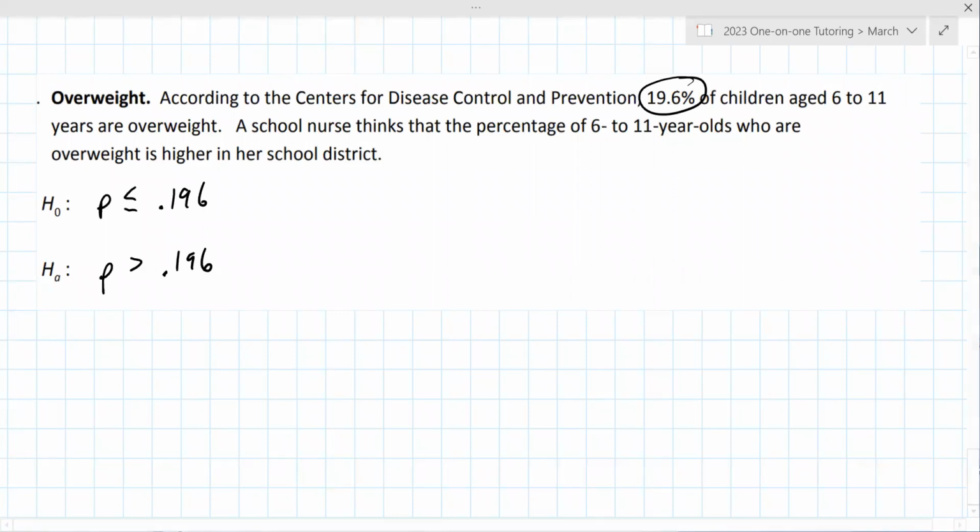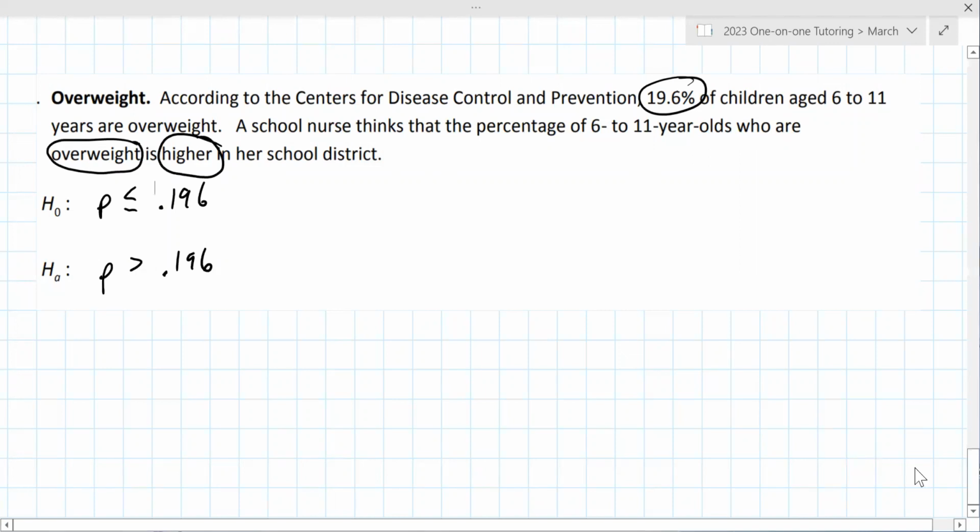How do you know it's either less than or equal to or greater than? There's a keyword in here, so a couple of places. Well, in the second sentence, it says the 6 to 11-year-olds who are overweight is higher. Yeah, overweight and then higher. You've got to be careful here. It's not that it's the overweight, it's that they think that it's gone up. Although they're not trying to confuse you in this problem, just be aware that there are some weird exceptions that could happen here.